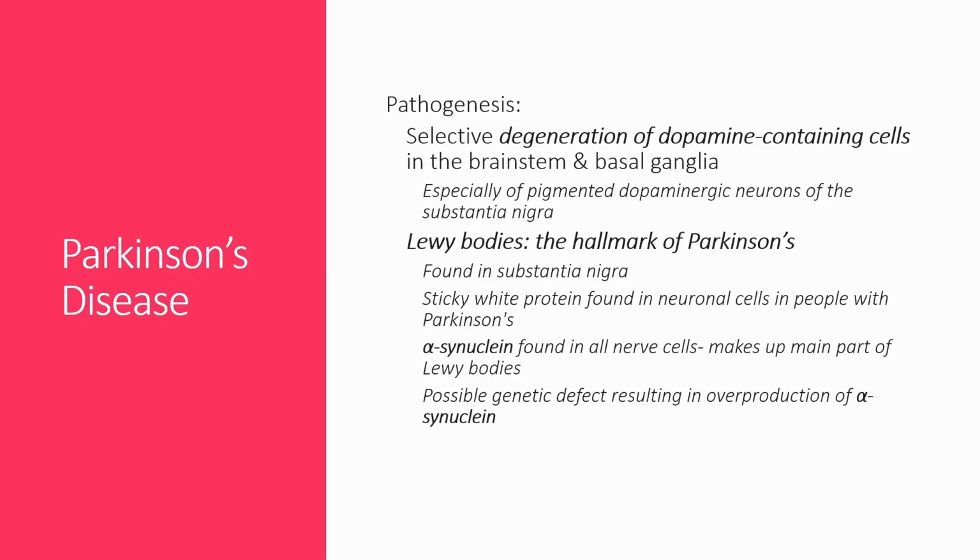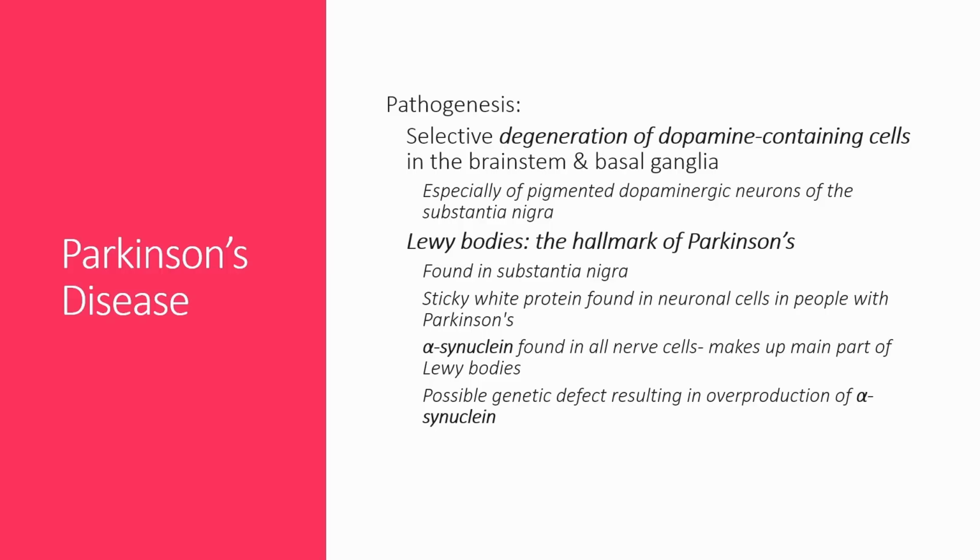Pathogenesis: it's selective destruction of the dopamine cells in the brainstem and the basal ganglia, especially the substantia nigra. It's called substantia nigra because it's black, because dopamine turns it black. On autopsy, obviously you can't do this while they're living, you can slice that substantia nigra and that blackness is gone, or really reduced, because there's less dopamine in the area.